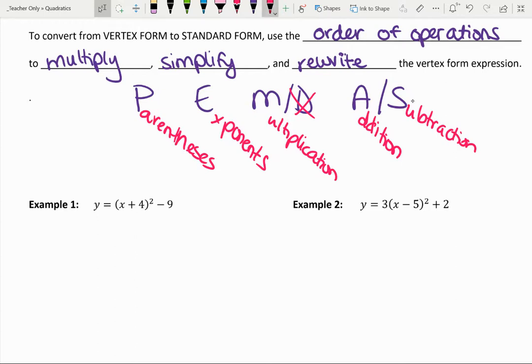So example 1 says y equals x plus 4 squared minus 9. X plus 4 can't be simplified. There's no like terms there, and it's going to be the same with any other vertex form equation that we do. So I don't really have to worry about parentheses. I can go straight to my exponents.